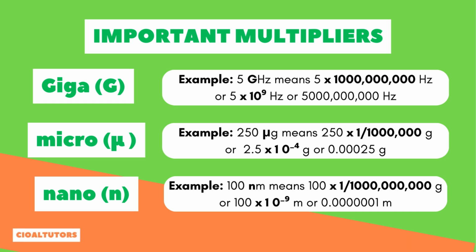To summarize, understanding quantities and units is essential for accurate measurement and calculation in physics. Always use standard units and multipliers correctly. Make sure you use standard quantities in the formulas. That's all on quantities and units.